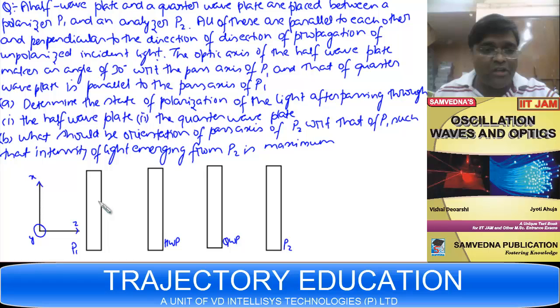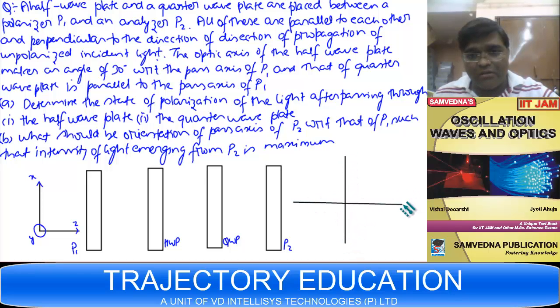So whatever change you have in the direction of the field vector, they all will be in xy plane. In z direction, it's only the propagation which will take place. So let's try to see what happens in xy plane. Let me draw xy plane over here.